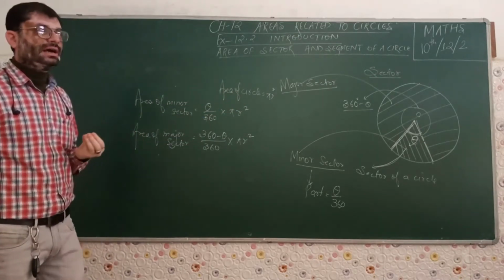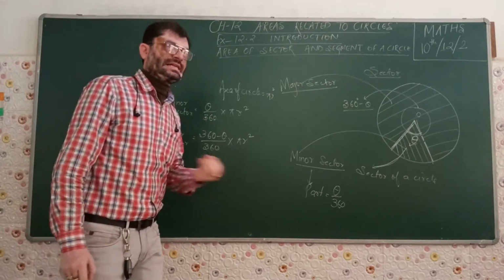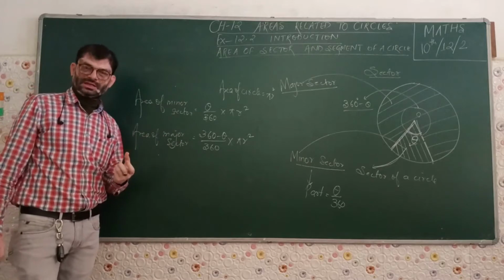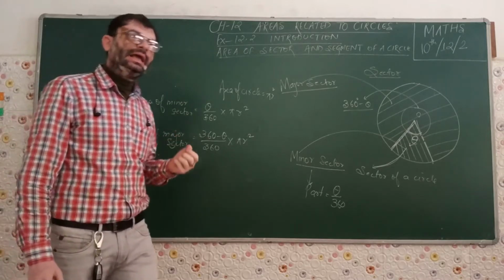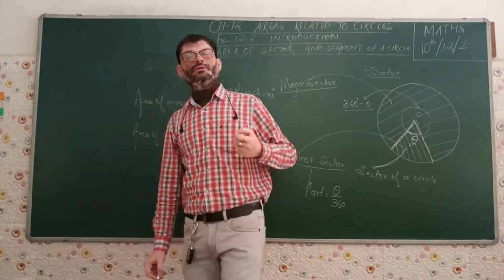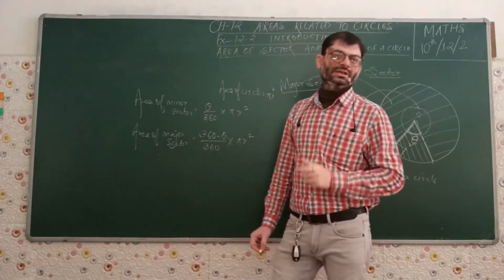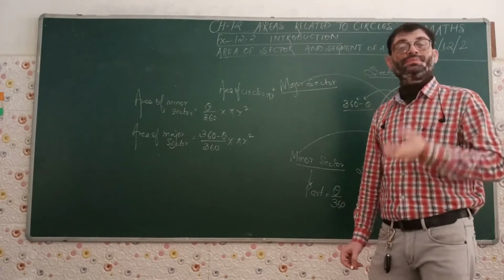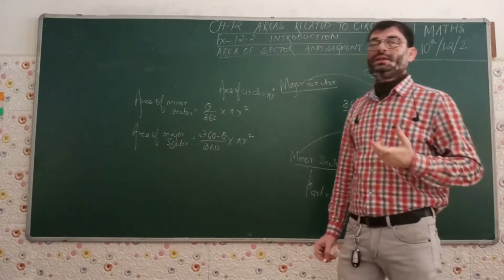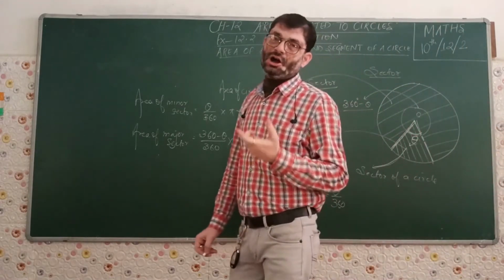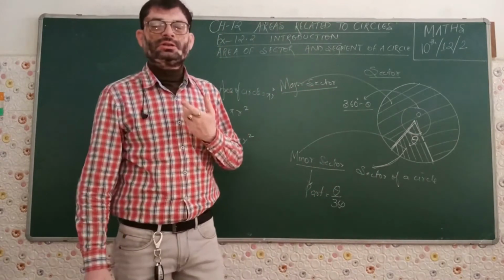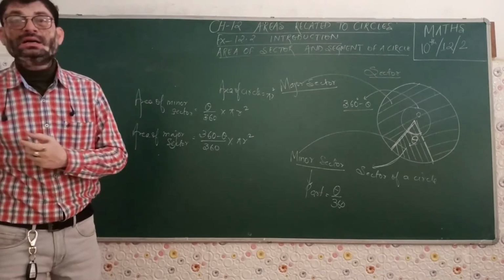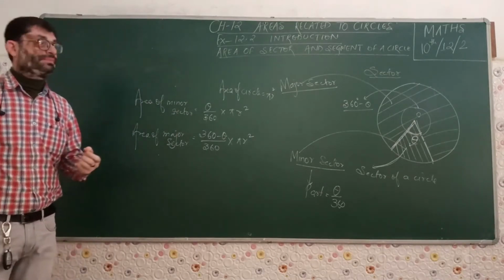Now, whenever we say area of a sector, if we don't mention minor sector or major sector, we mean that it is always the area of the minor sector only. You have to keep this in mind, that whenever we say area of sector, it is always the area of the minor sector and not the major sector.